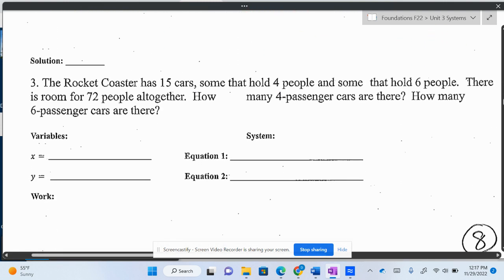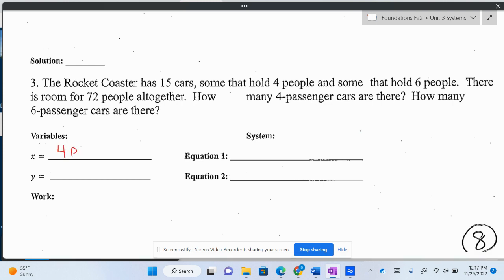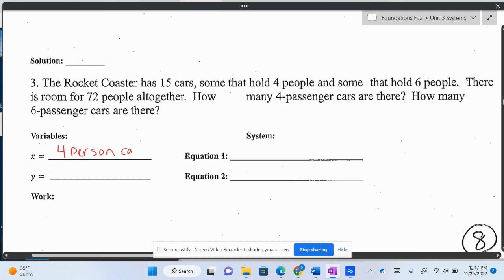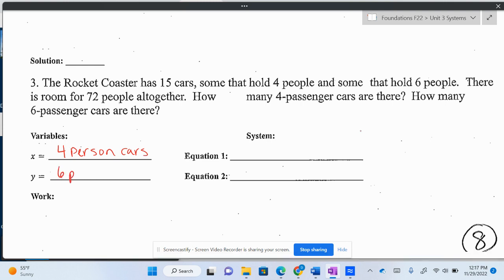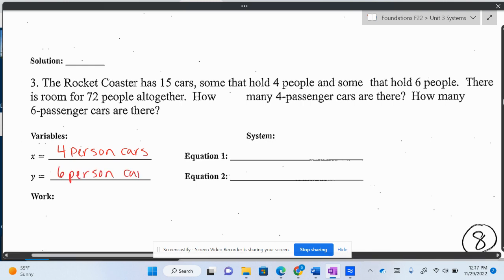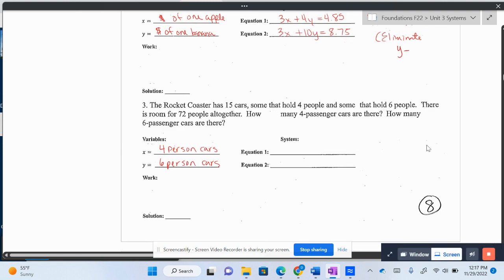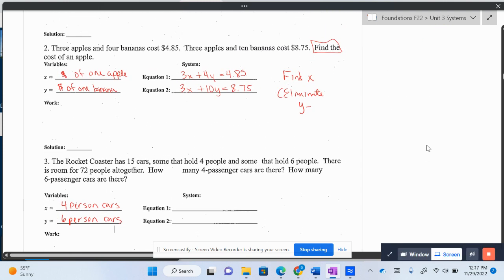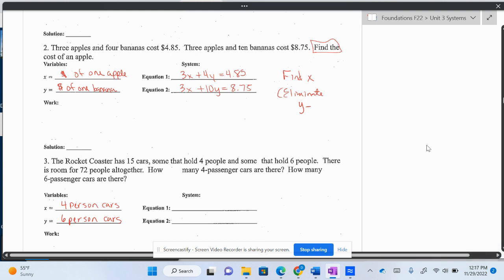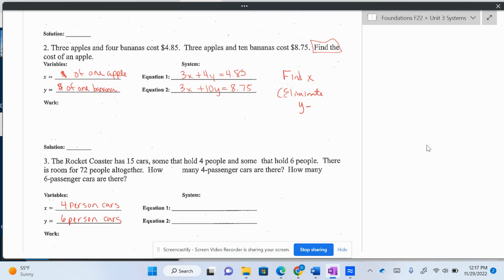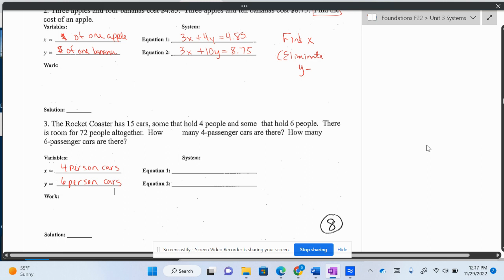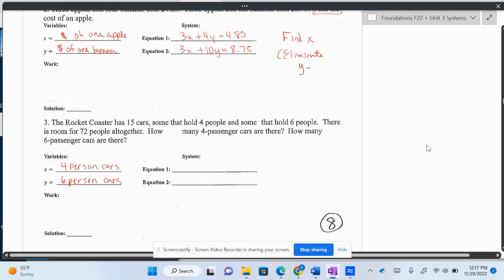Okay. The rocket coaster has 15 cars. You have 4-person cars, and you have 6-person cars. Okay. It's up there. Do you see it? So for the first equation, it says there is room for 72 people altogether. What do you think? Okay, well, I want the equations. How am I setting it up?